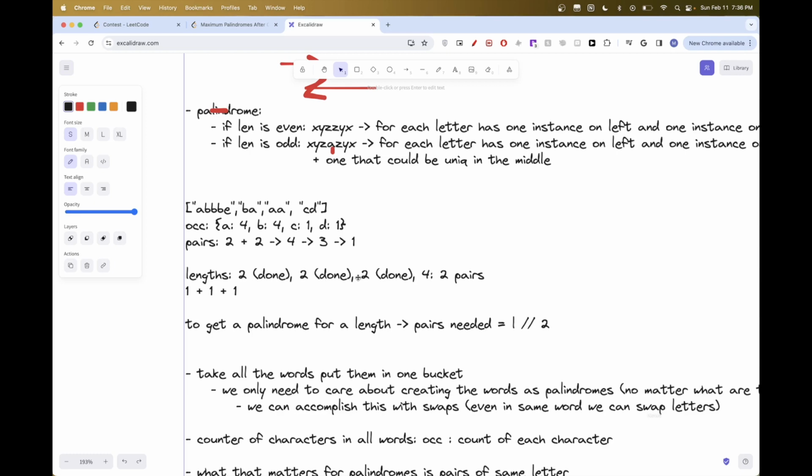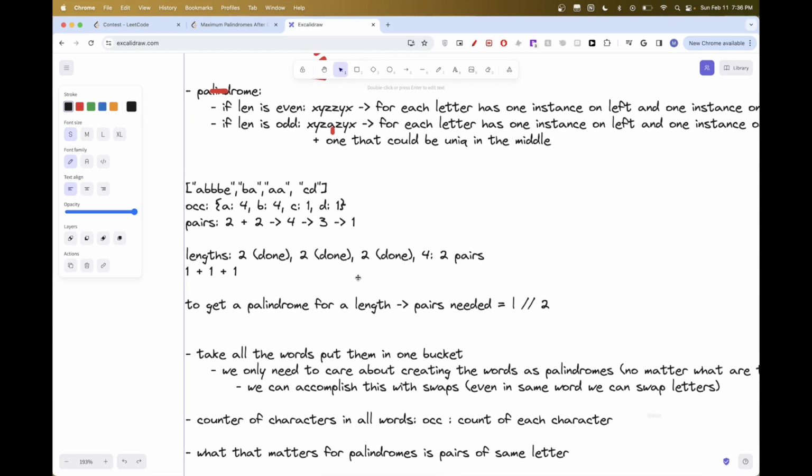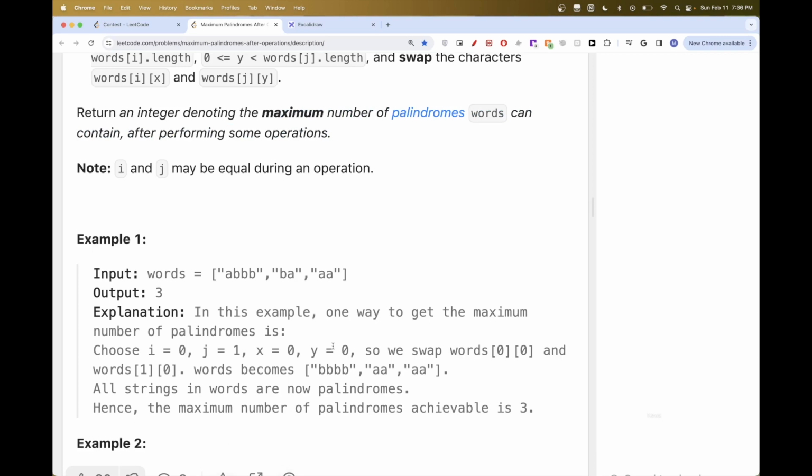So now what's remaining is just to code this solution up. But the idea is put all the characters in a bucket, get how many pairs you can accomplish, because for a palindrome what matters is pairs of the same characters. Start from the smallest length first, try to get as many palindromes as you can from the smallest to the largest length, and when you can't anymore with the pairs you have, stop, and that would be basically the maximum number of palindromes you can get. So it's sort of a greedy solution here. So let's code this solution up.